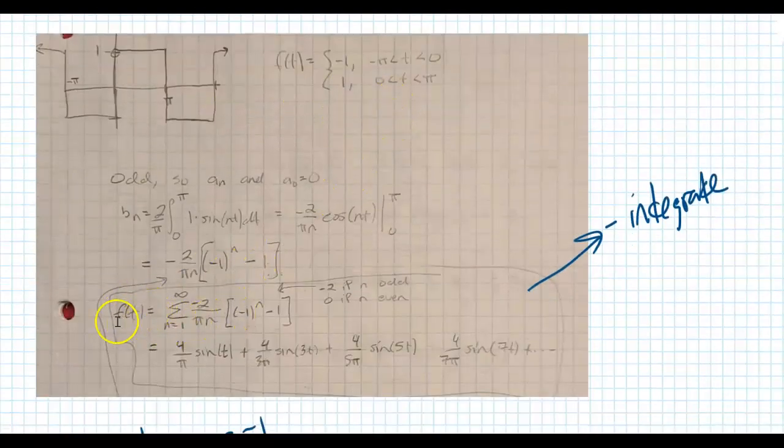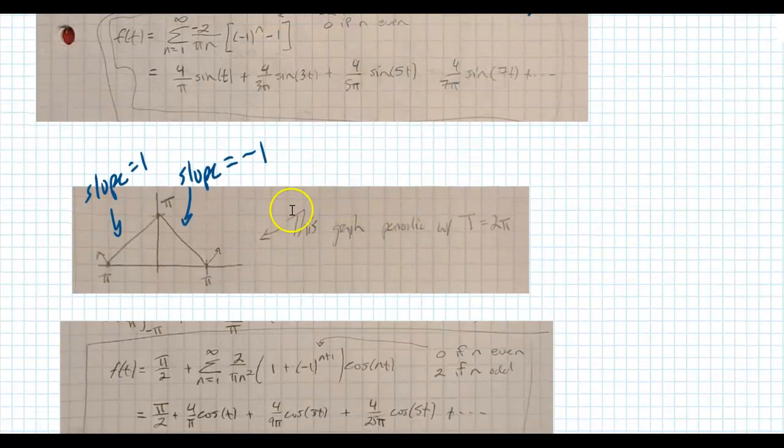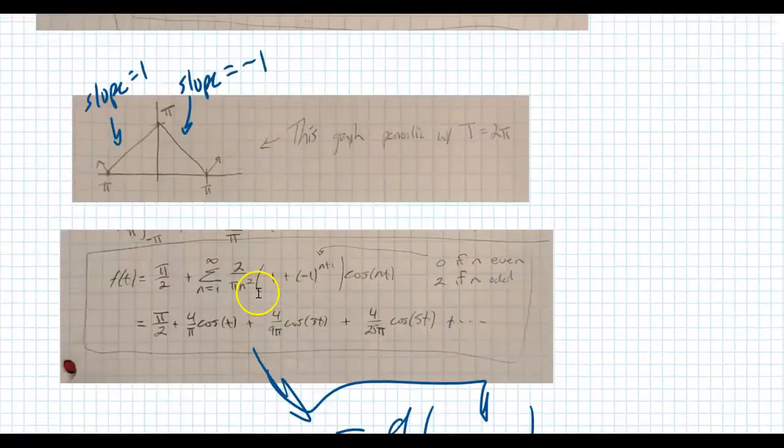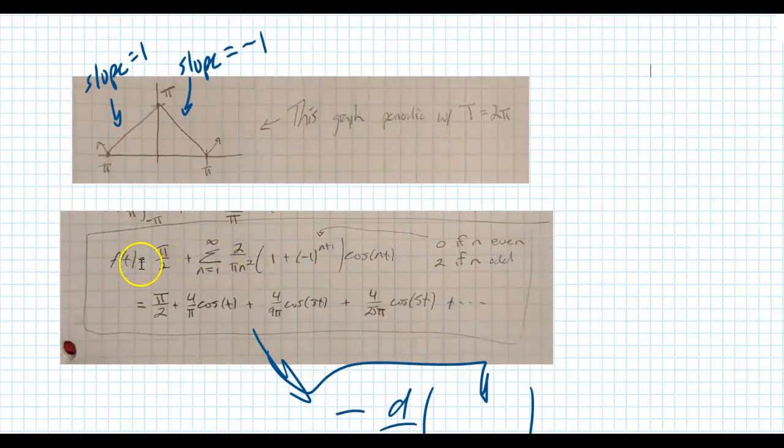gotten all this right here. So you should have had negative 2 over pi n times this thing. And I wanted you to write out the first handful of terms here. So hopefully you're good with that. And now we're going to go down to here. You also should have done this one. And you should have gotten this thing right here. Pi over 2 plus all this stuff.